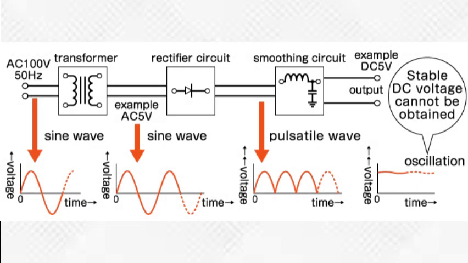Then you will have the filtering process, where the pulsating DC is smoothed out using filter circuits, typically consisting of capacitors and inductors, and this reduces the ripple and provides a steady DC voltage.